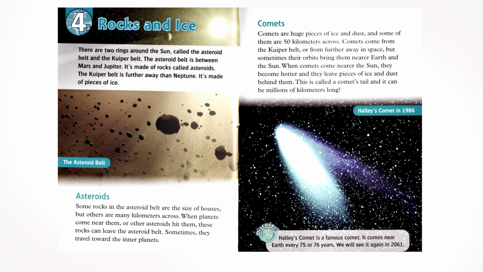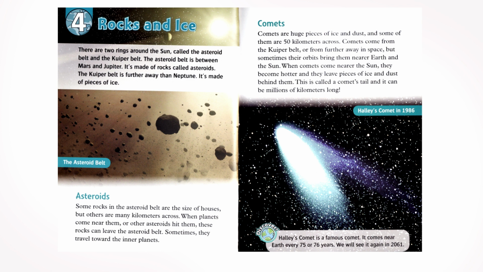Chapter 4. Rocks and Ice. There are 2 rings around the Sun, called the asteroid belt and the Kuiper belt. The asteroid belt is between Mars and Jupiter. It's made of rocks called asteroids. The Kuiper belt is further away than Neptune. It's made of pieces of ice.